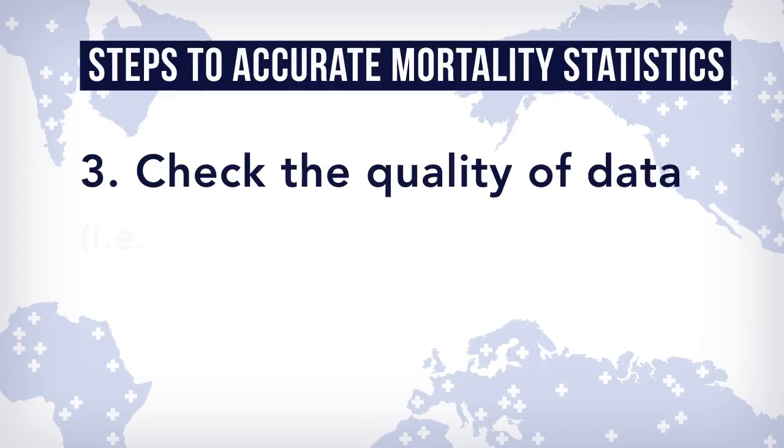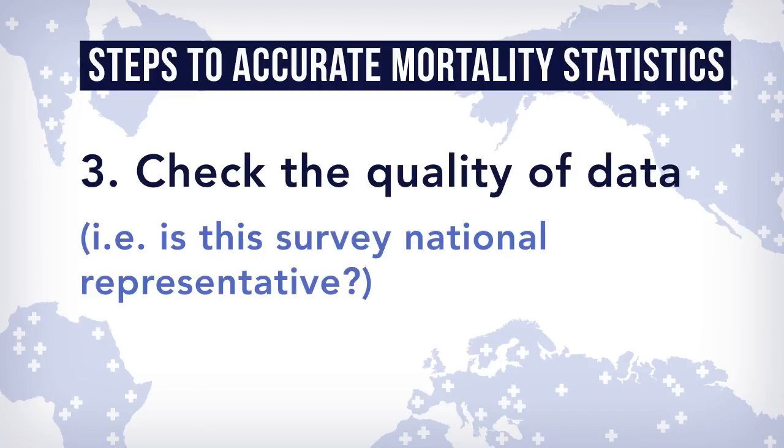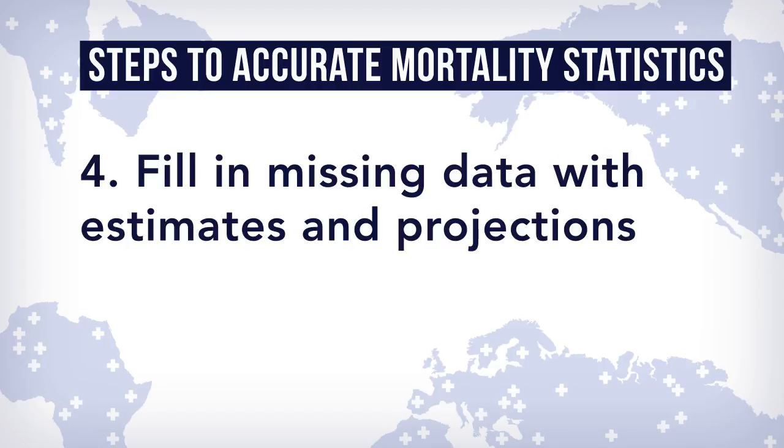The third step is to check the quality of the information and, for example, to what extent a survey is nationally representative. The fourth step is to eventually fill in for missing data. Unfortunately, quite often the latest available data are several years ago, or in some cases there are big gaps between different years. So using different techniques, we eventually fill in these gaps in information.